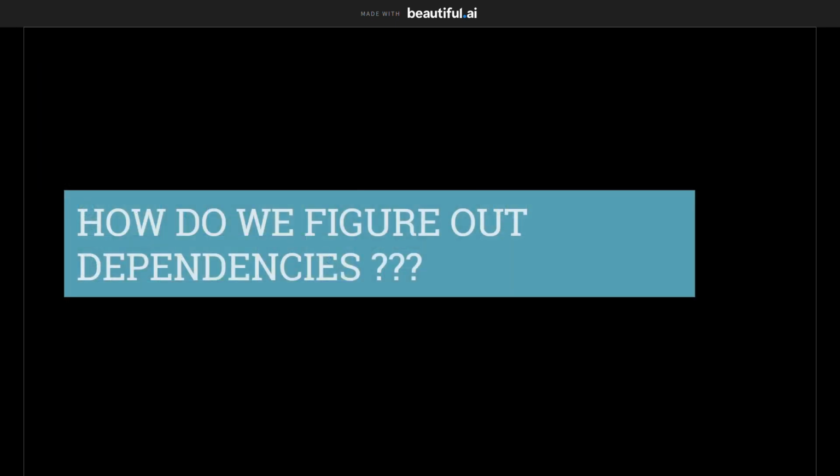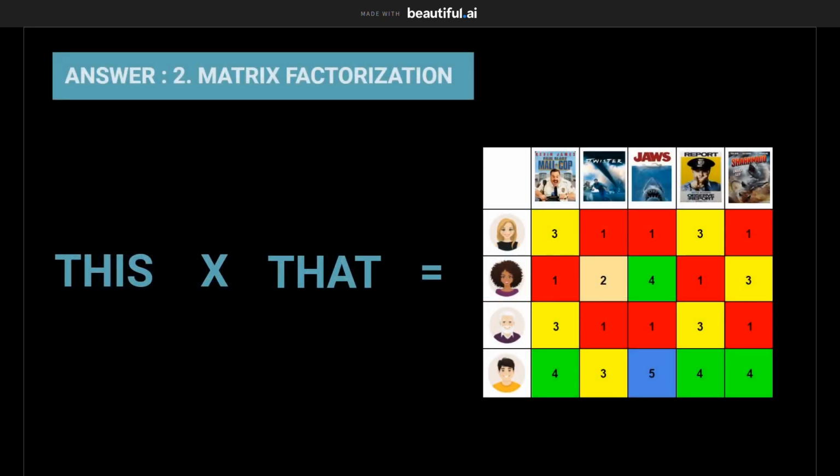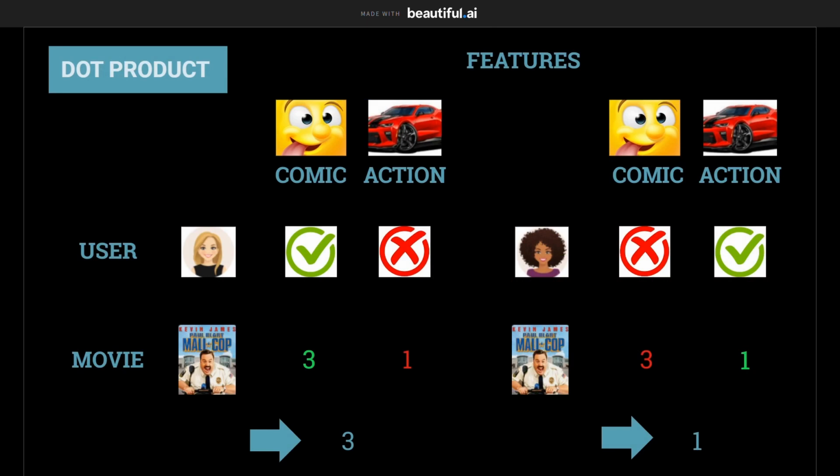But the main question is, in a huge matrix, how do we figure out these dependencies? The answer is matrix factorization. So our task is to come up with two matrices, say this and that matrix, which are going to yield the original matrix on multiplying. This is done with the help of features. For example, Anna loves comic movies, but she doesn't like action movies. At the same time, Male Cop is a movie which is rated 3 in terms of comic and 1 in terms of action. Anna, being a comic lover, and Male Cop being a comic movie, she's going to love the movie and rate the movie as 3.